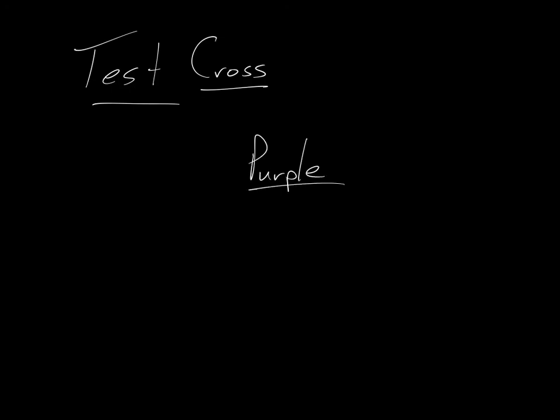It can be anything that's dominant. So you have this dominant trait. You don't know if it's homozygous dominant or heterozygous, because it's dominant, you can't tell. So you cross it with the white. Why? Because the white is recessive.